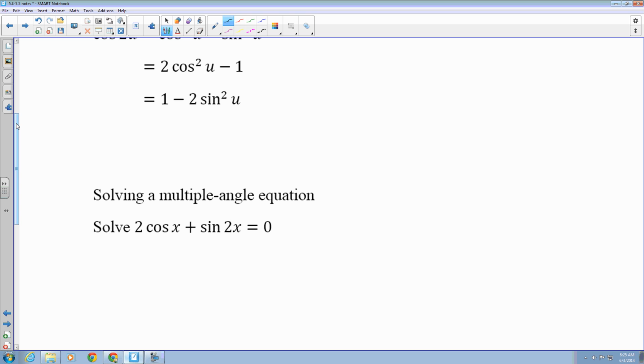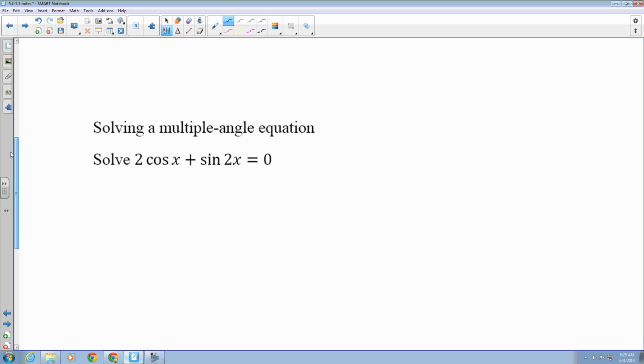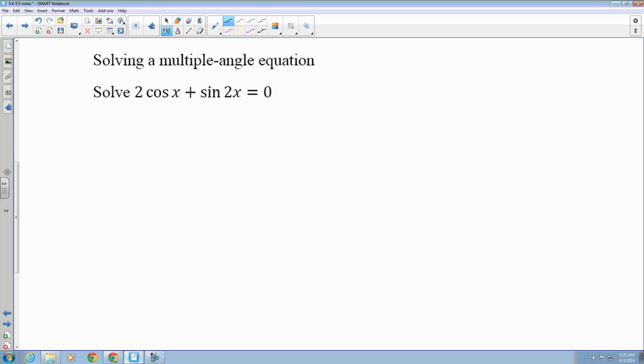And that's when we have 2 in front of the x in one of our trig functions. So like this one, where we have 2 cosine x, which is normal, plus sine of 2x. So we have to get rid of that 2x. Up above we have sine of 2u equals 2 sine u cosine u. So that's what we're going to be replacing the sine of 2x with.